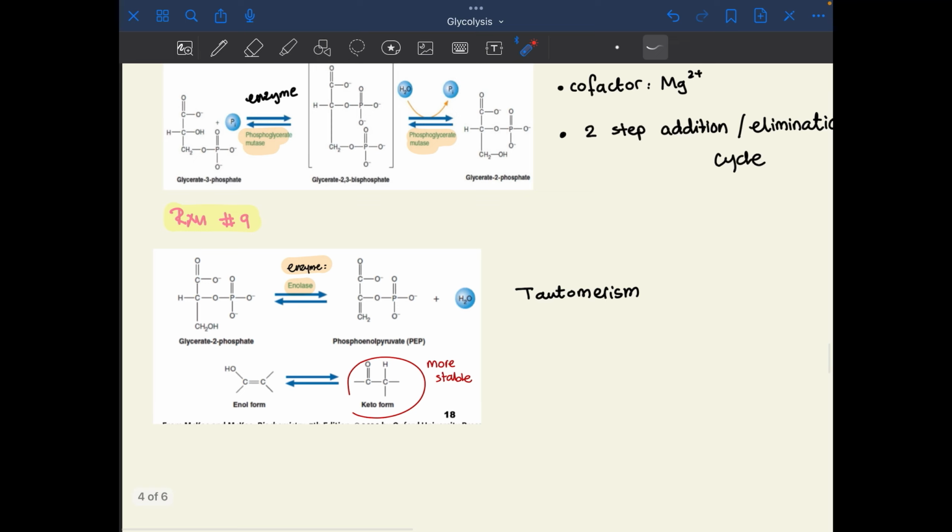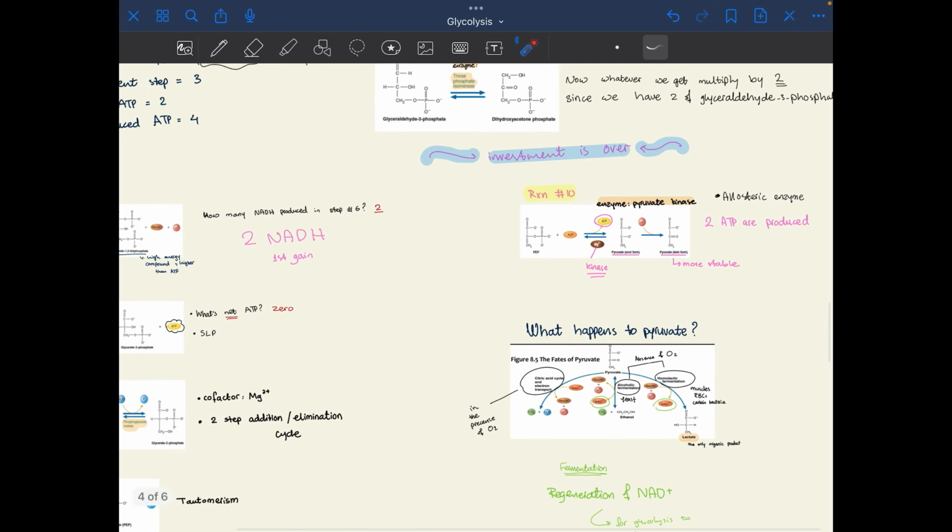Then reaction number 9, we will have the enzyme called enolase that will do a dehydration reaction on glycerate 2-phosphate and give us water and phosphoenol pyruvate. Okay, so just say beep. Beep, like an alert because of water removal. I'm just trying to simplify stuff.